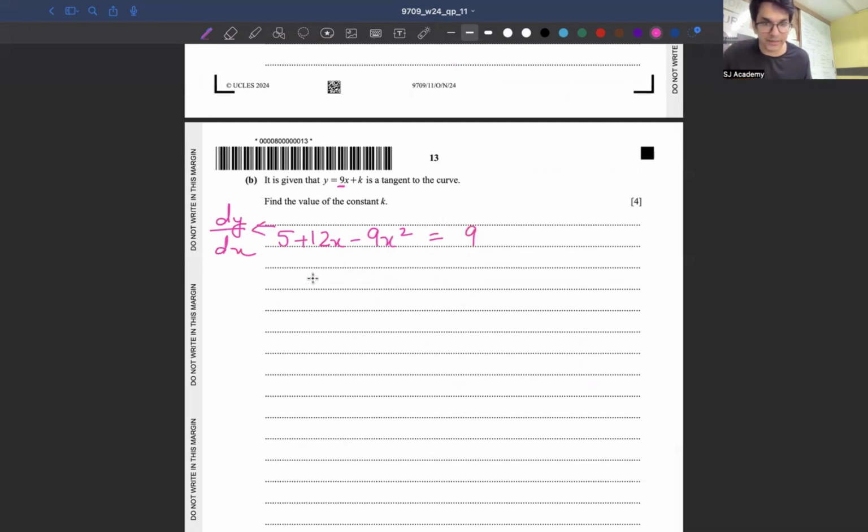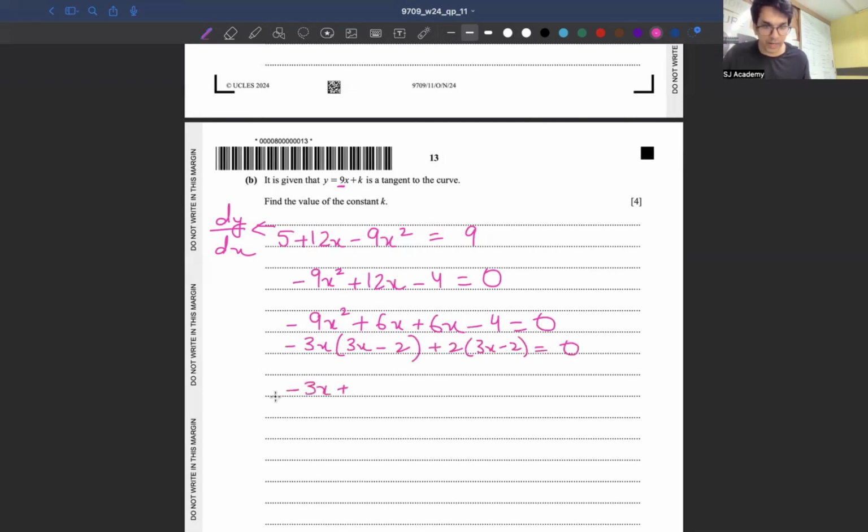Simplifying, we'll get minus 9x squared plus 12x. This is 5 minus 9, so that will make it minus 4. Simplifying, we'll get 9x squared plus 6x. We can solve this part directly through a calculator as well. So first taking minus 3x common here, we'll get 3x minus 2, plus taking 2 common, we'll get 3x minus 2 equals to 0. So this will become minus 3x plus 2 and 3x minus 2 equals to 0.